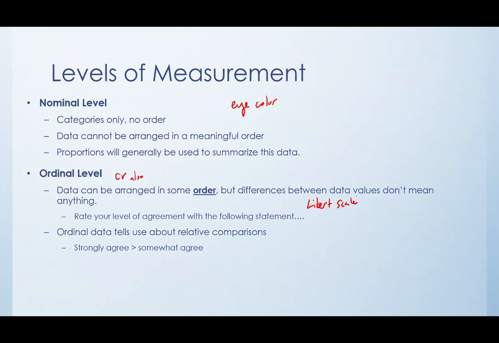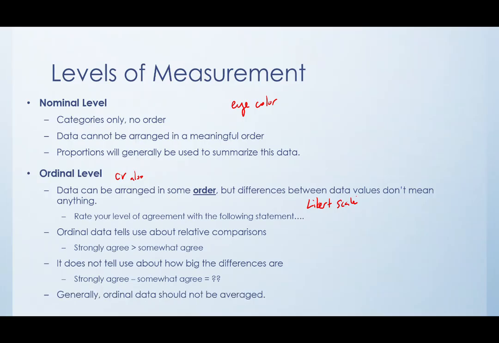And you can't really say anything there, right? So that's your ordinal level. This tells us about relative comparisons, right? Because strongly agree is greater than somewhat agree, okay? But it doesn't tell us how big the differences are. How much difference is there between strongly agree and somewhat agree? We can't really say. All right, so generally ordinal data should not be averaged, but it does happen all the time. But it really shouldn't.